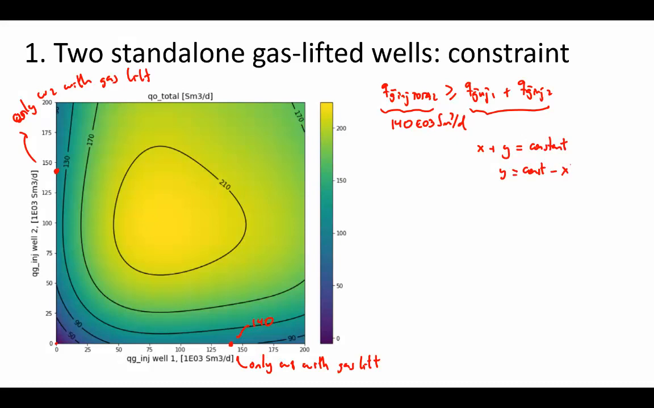And how that plot looks like, that plot essentially looks like a straight line like that. And this is the line where Q gas injection total is equal to 140. If I was going to change it, let's say I make it bigger, 175, then I will have another line doing something like that, the constraint. Or if I make it smaller, like 75, then it will be a line like that.